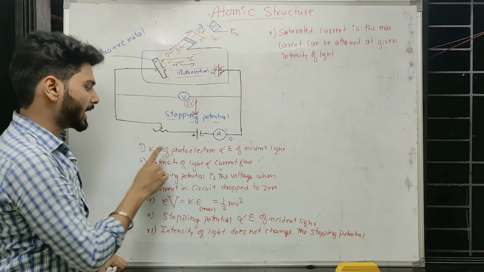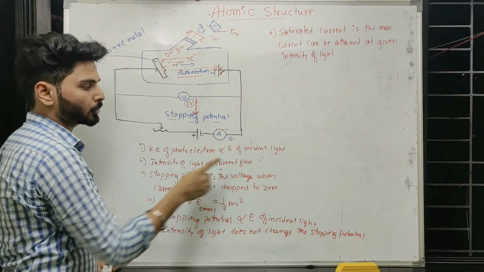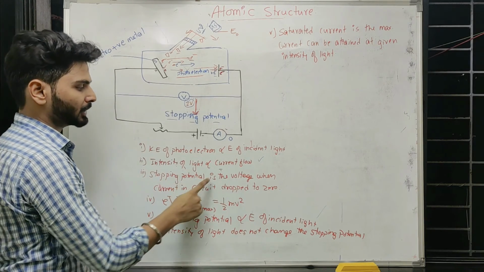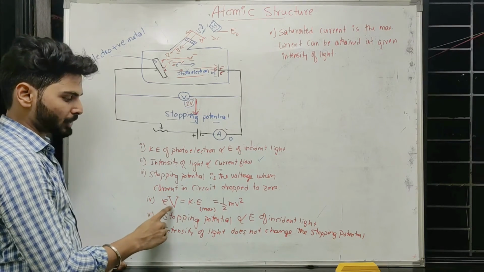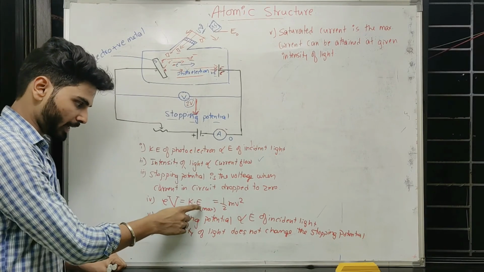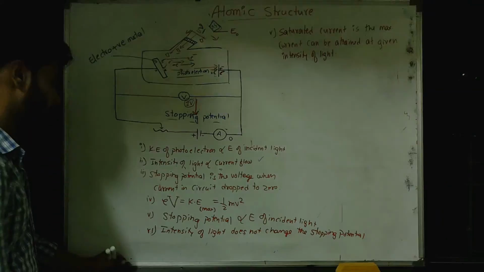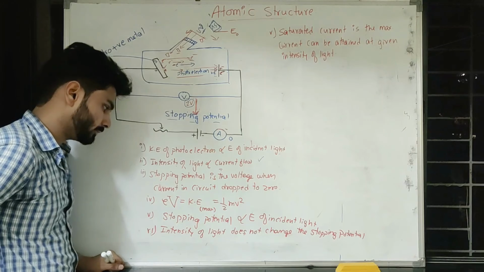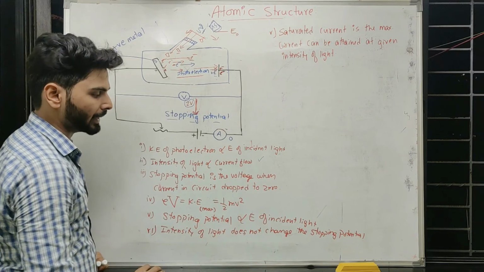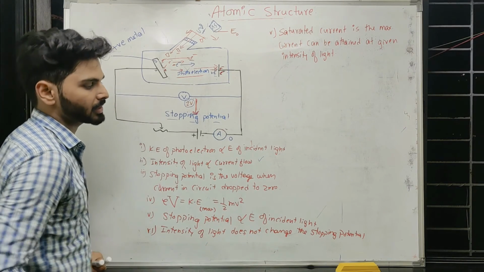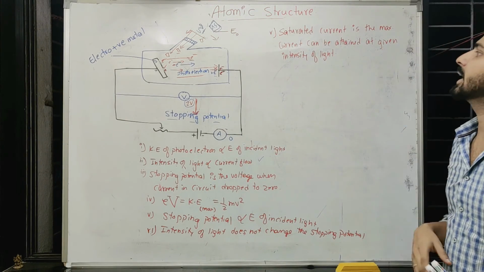Energy of incident light is directly proportional to the kinetic energy of photoelectron. Intensity of the light is directly proportional to the current flow in the circuit. Stopping potential is the voltage when current in the circuit drops to zero. So charge into voltage is equal to the maximum kinetic energy of photoelectron, that is equal to half mv square, where v is velocity. So stopping potential is directly proportional to energy of incident light, and intensity of light does not change the stopping potential. Saturated current is the maximum current that can be attained at given intensity of light.